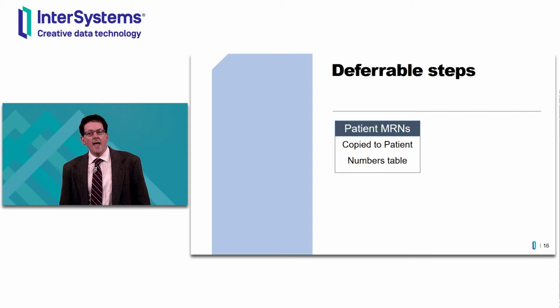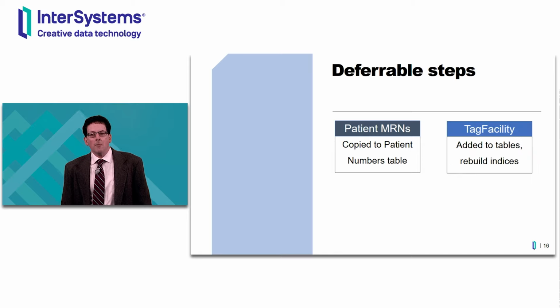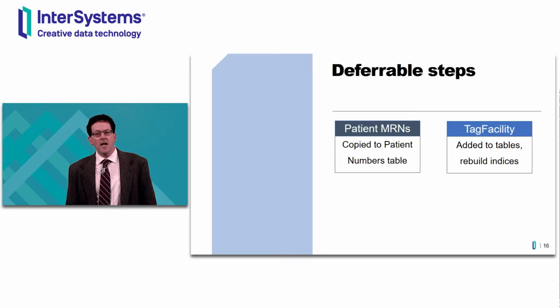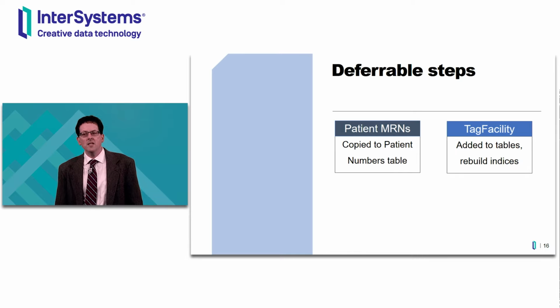For example, adding patient number to multiple tables is done to help avoid the need for a join statement when looking up patient MRNs, for example. Copying the facility ID, called the tag facility, into several tables also helps avoid the need for join statements to the encounter table.